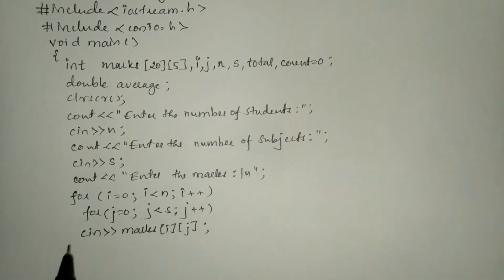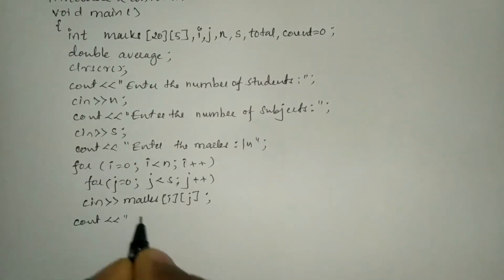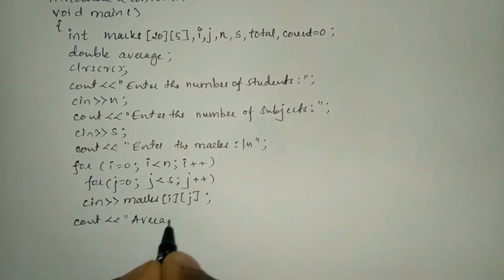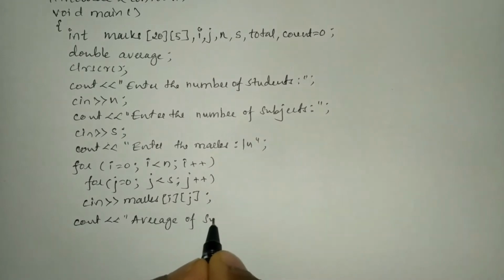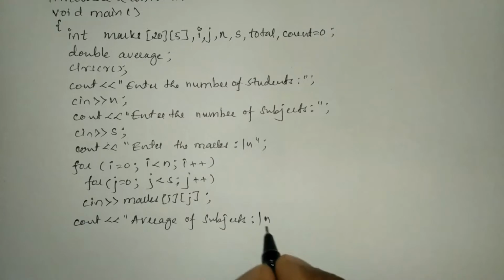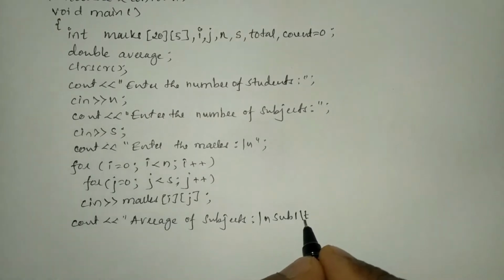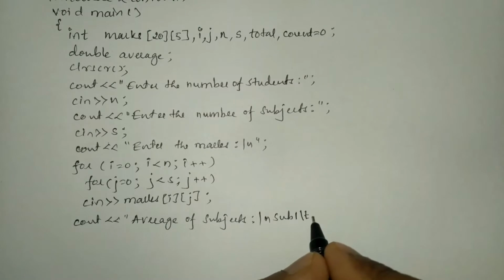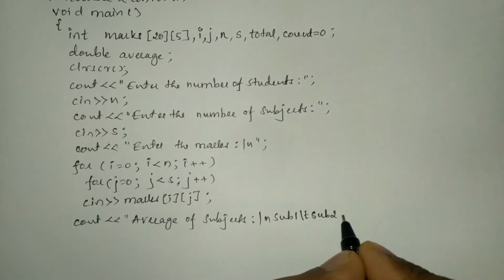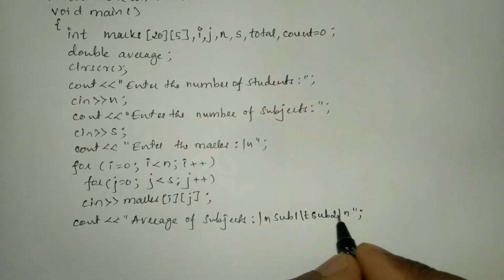j and put semicolon. Now let us write cout in a double quotation mark I'm going to write average of subjects backward slash n, and here I'm going to take only two subjects. So I'll write subject 1 backward slash t, that is a tab space that provides the horizontal tab. Next subject 2 and then backward slash n, end the double quotation mark and put semicolon.